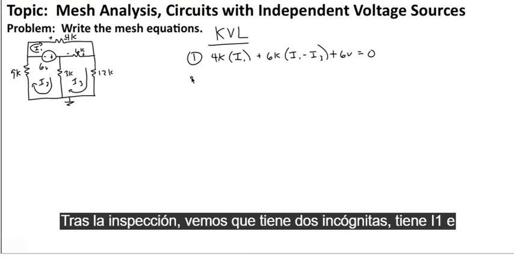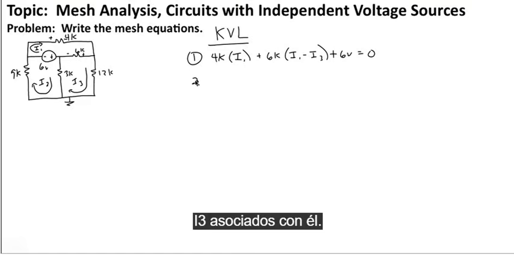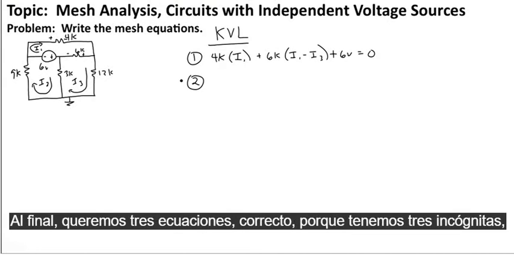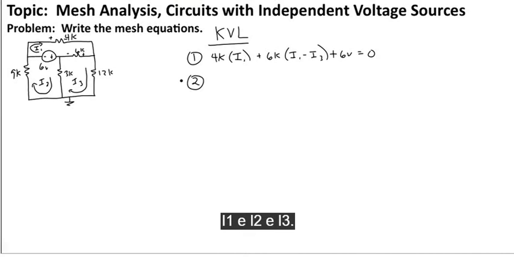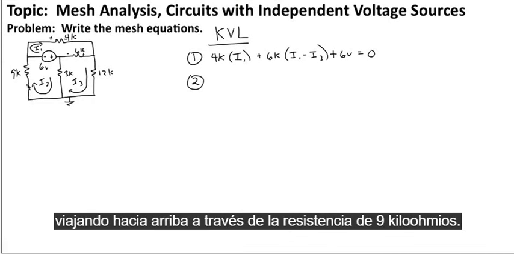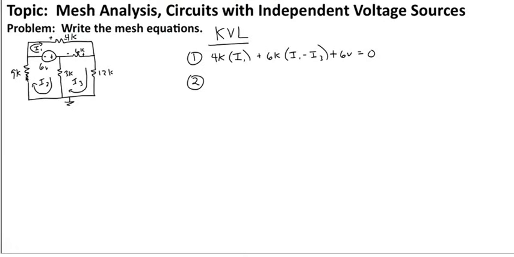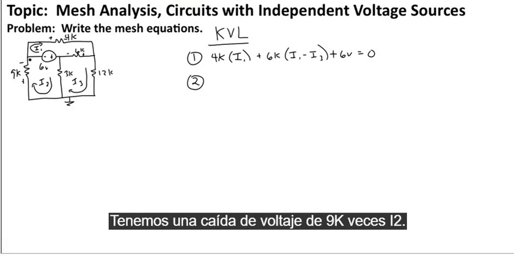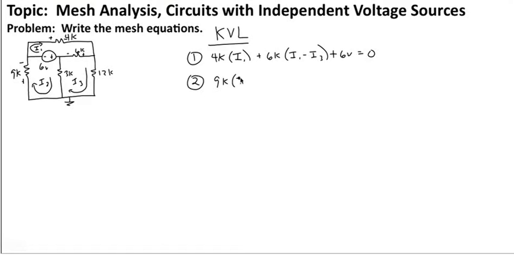Upon inspection, we see that it has 2 unknowns, I1 and I3. In the end, we want 3 equations, right? Because we have 3 unknowns, I1, I2, and I3. Let's look at loop 2. Loop 2 is the lower left-hand loop, starting in the lower left-hand corner, traveling up through the 9 kilo ohm resistor. We have a voltage drop of 9K times I2.